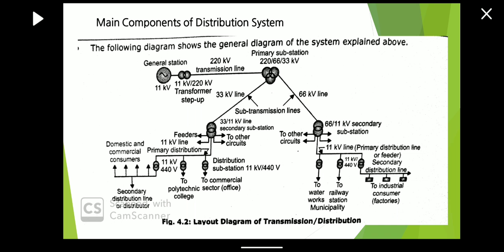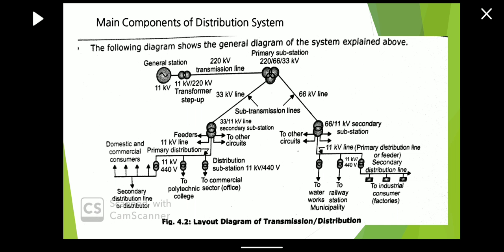Now, what are the main components of the distribution system? This diagram shows the general layout of the system explained below. First one is the generating station. The generating station is connected to an 11 by 220 kV step up transformer. The transmission line is 220 kV, that's why a 220 kV step up transformer is given.